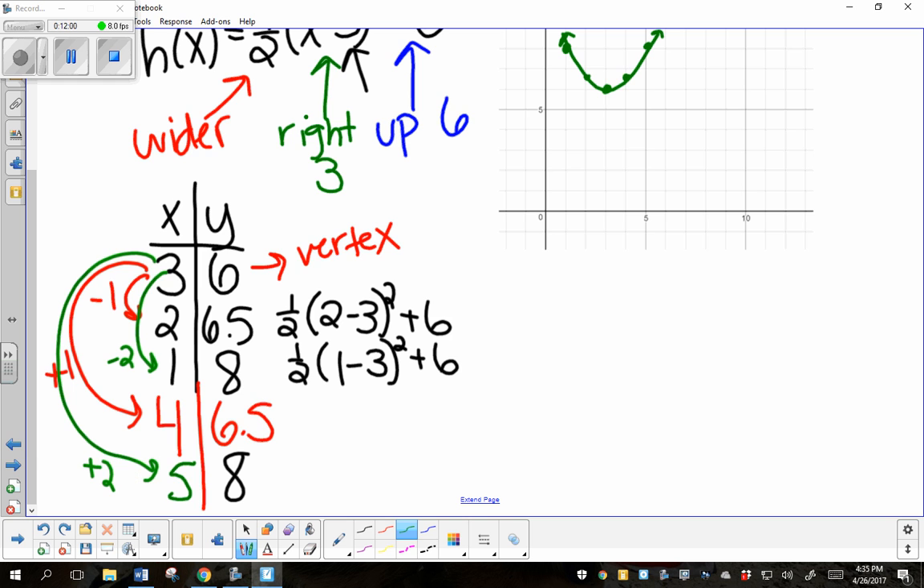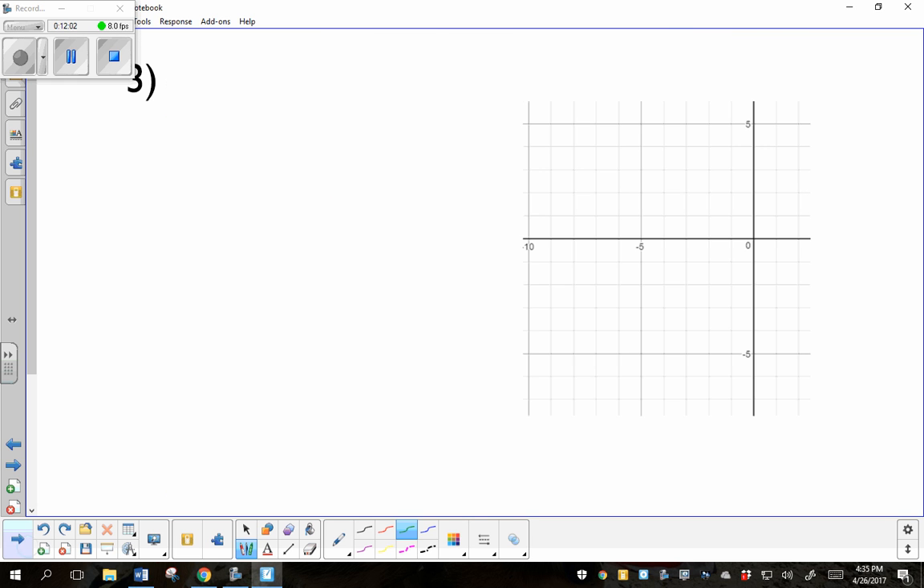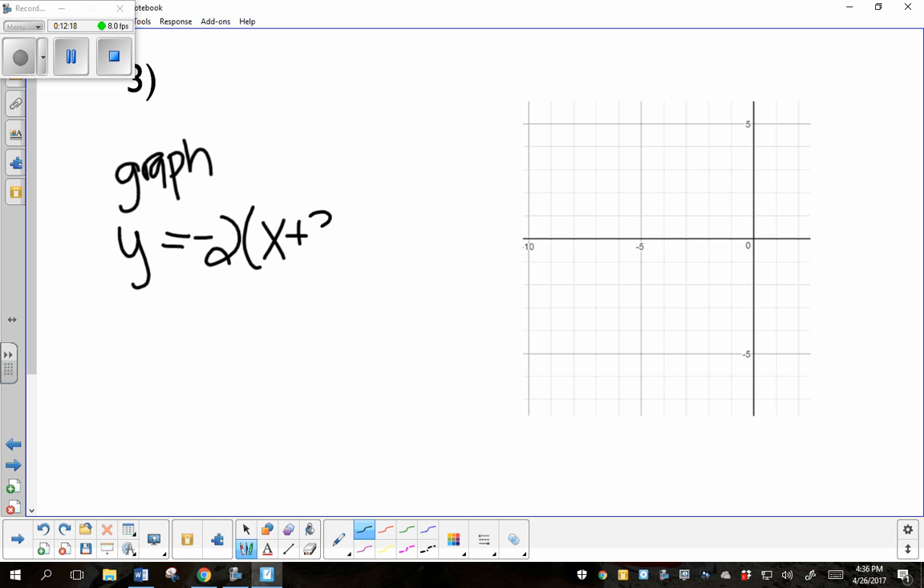Pause if you need more time. I've got one more example to do. So on this last example, we're going to graph, let's see, y equals -2 times (x plus 3) squared plus 5.